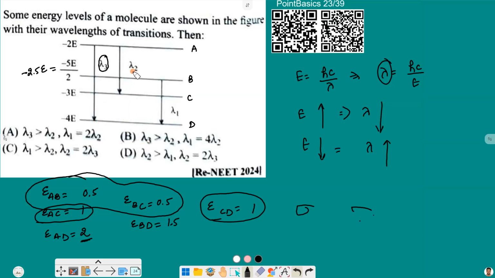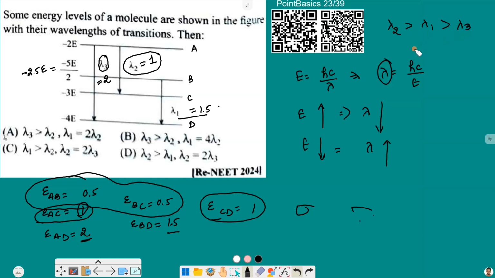Now regarding lambda 2, it is between A and C, and for A to C we have 1 unit energy difference. Lambda 1 is between B and D, and here we have 1.5 units energy difference. So lambda 2 has the lowest energy difference. For lambda 3, it was 2 units. For lambda 1, it is 1.5 units. So basically, we can say that lambda 2 is the highest, then comes lambda 1, and then comes lambda 3.